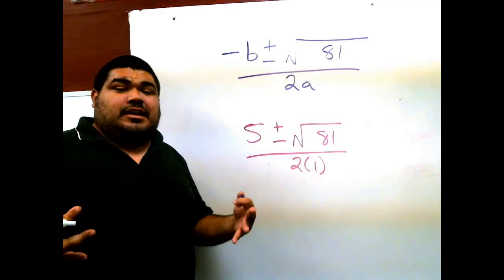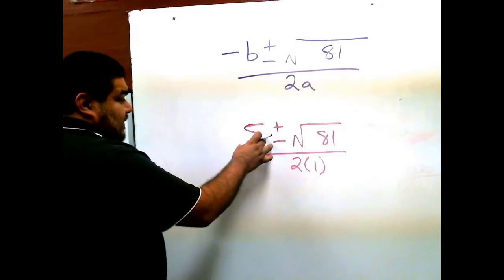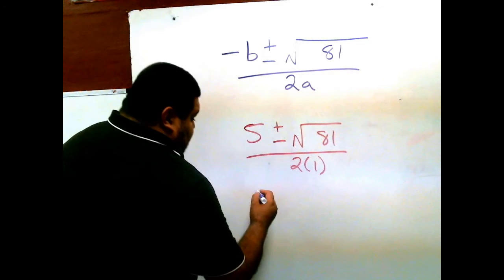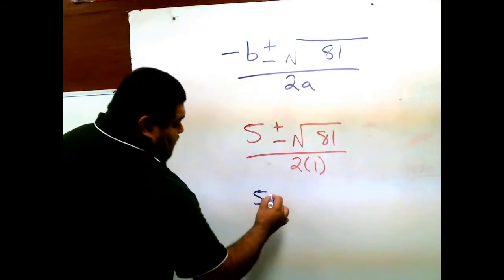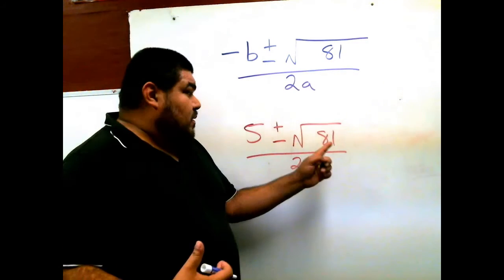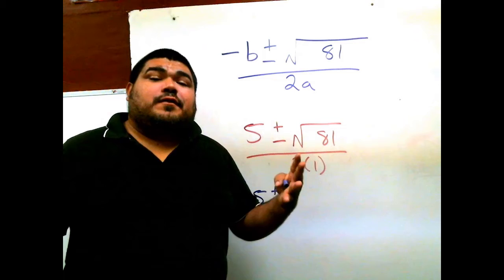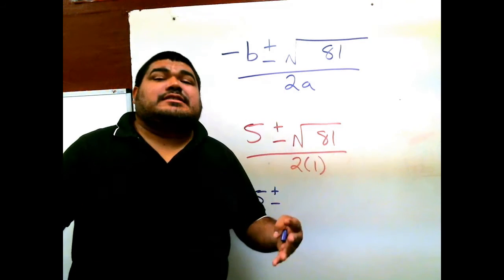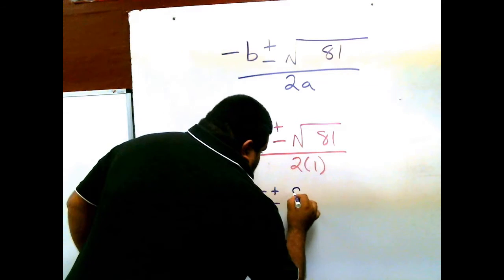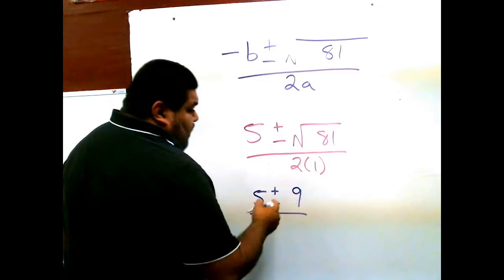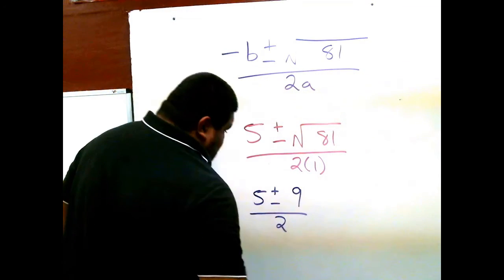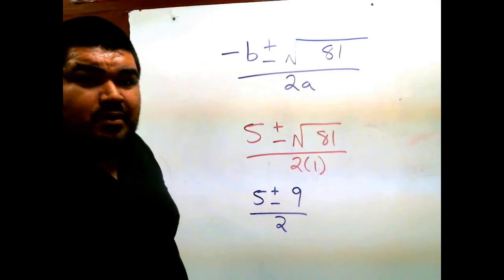We're kind of almost done, okay? We leave the 5 because we cannot do anything to the 5 yet. So we have 5 plus and minus. Notice that now we can break down that 81. We have a perfect square root for 81, which in this case is 9. So we have 9 over 2 times 1, which is 2.